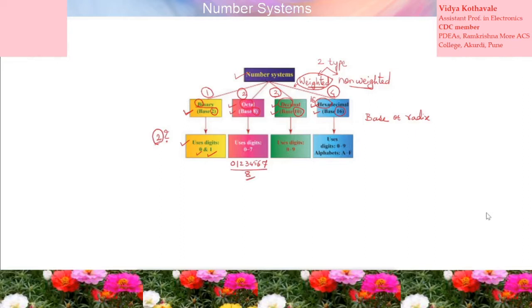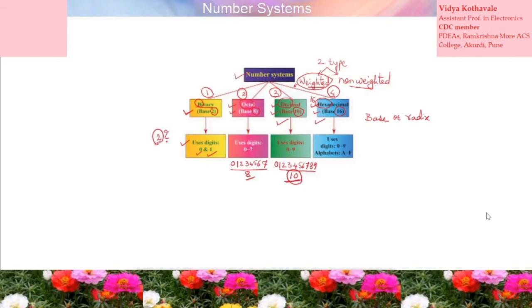of octal number system. In case of decimal number system, the digits used are 0, 1, 2, 3, 4, 5, 6, 7, 8 and 9, that is total 10 digits are used to represent any number in decimal number system, and therefore the base or radix of decimal number system is 10.